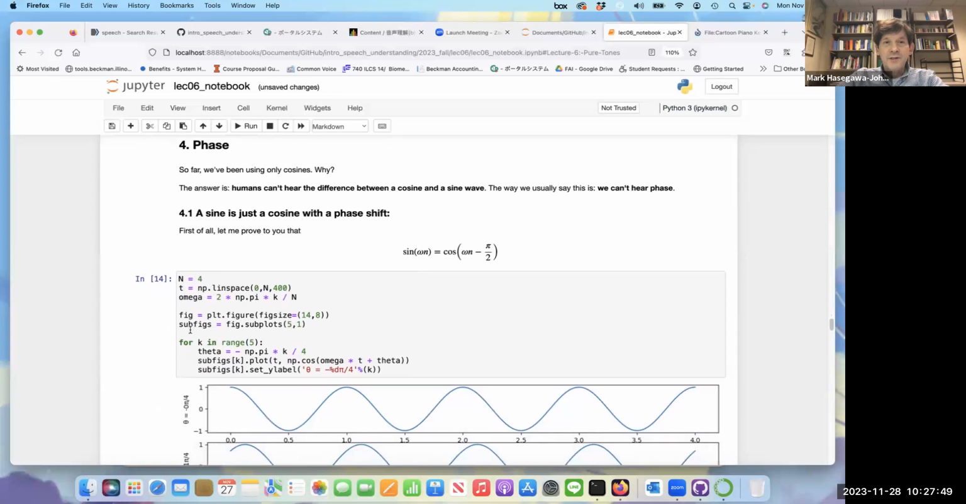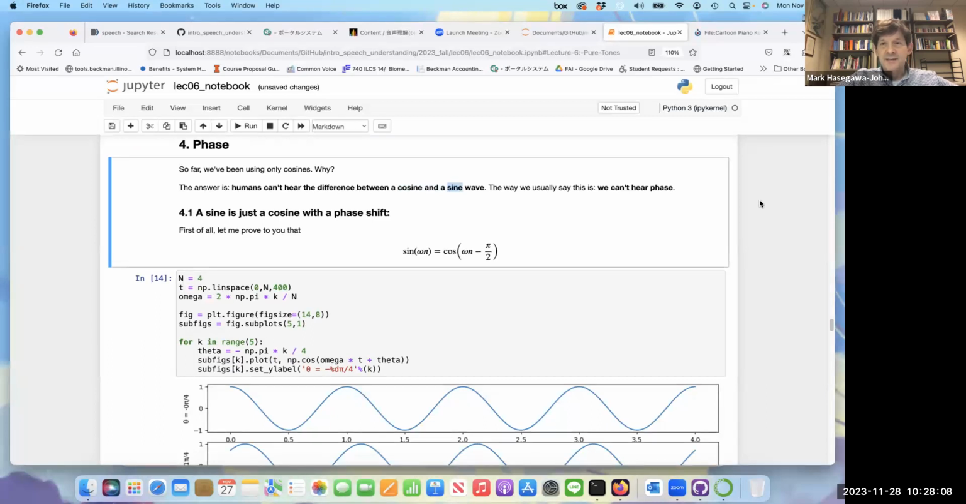Okay, finally, I want to talk a little bit about phase. And what I mean by phase, in some sense, is the difference between cosine and sine. So far, I've only been using cosines. And the reason I've only used cosines is because humans can't hear the difference between cosines and sines. The way we usually say this is we say that humans can't hear phase.